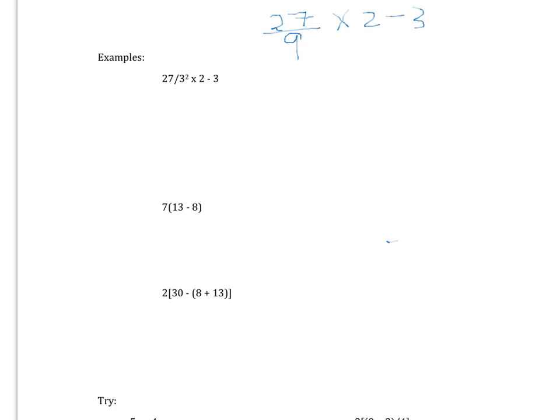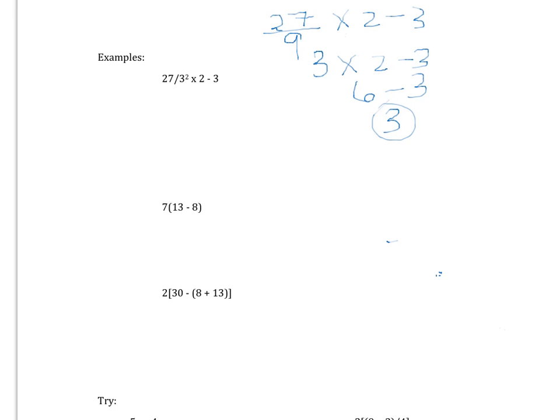Well, the thing I'm going to do next is division. Even though I've got a multiplication right here, I'm going to do division first because that comes first on the left. So 27 divided by 9 is 3. So I have 3 times 2 minus 3. 3 times 2 is 6. So I have 6 minus 3, or my answer is 3. Okay, that's our first example.